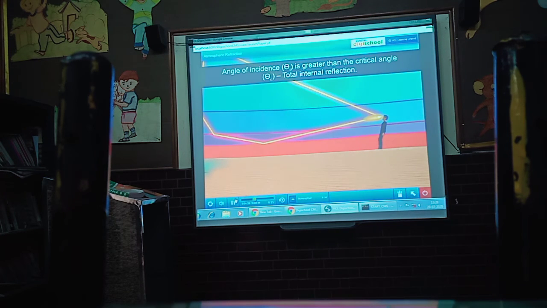When the angle of incidence becomes greater than the critical angle, the rays are totally internally reflected.